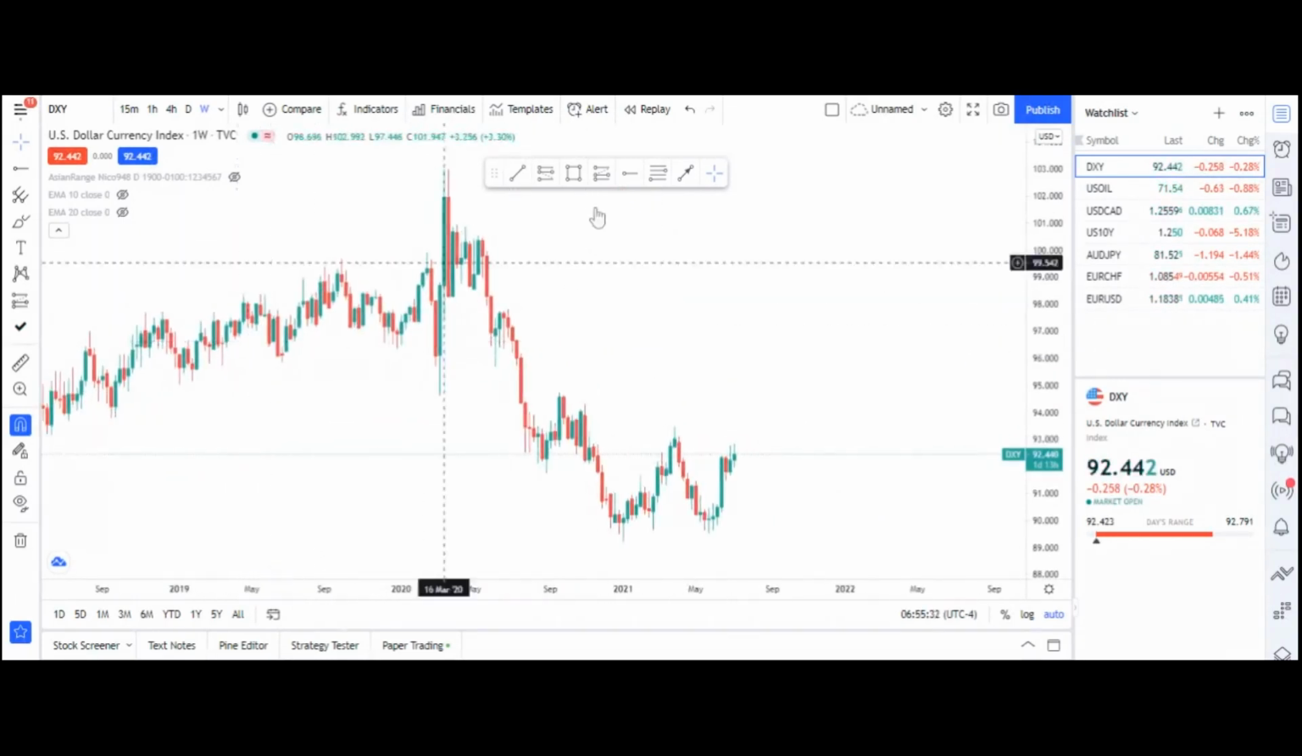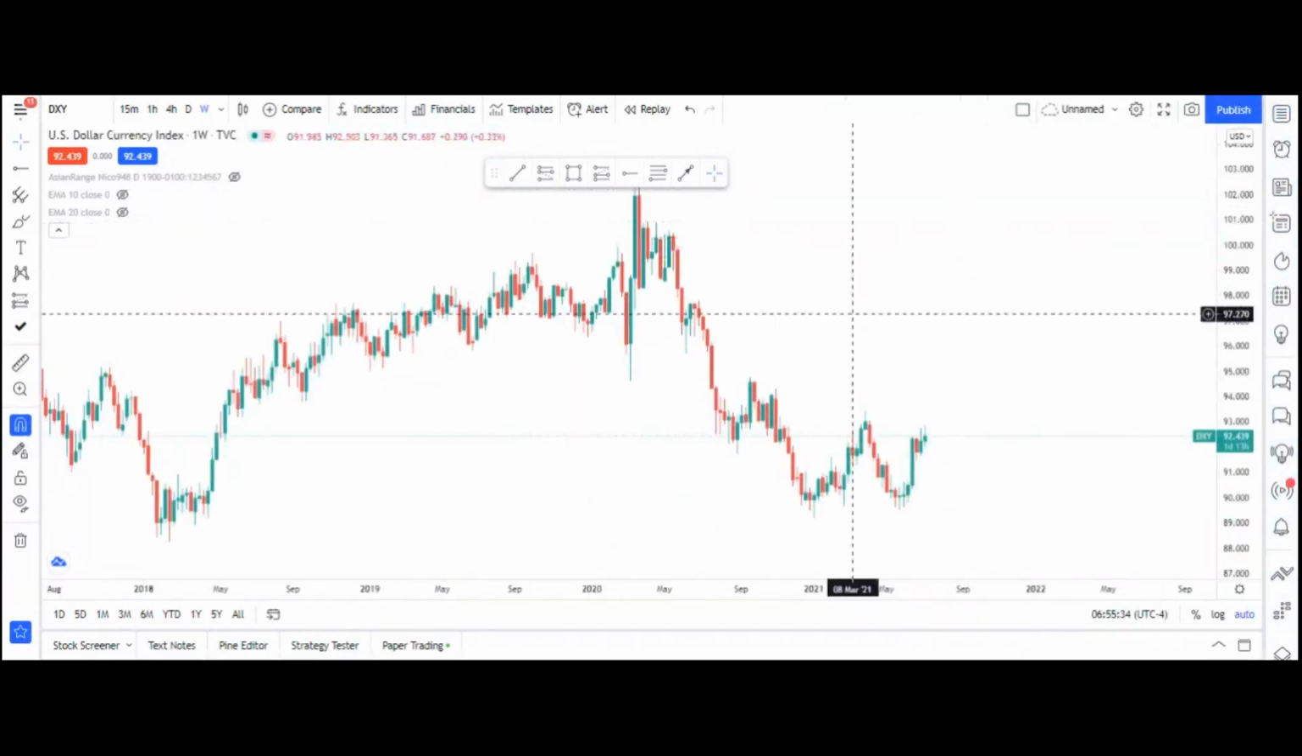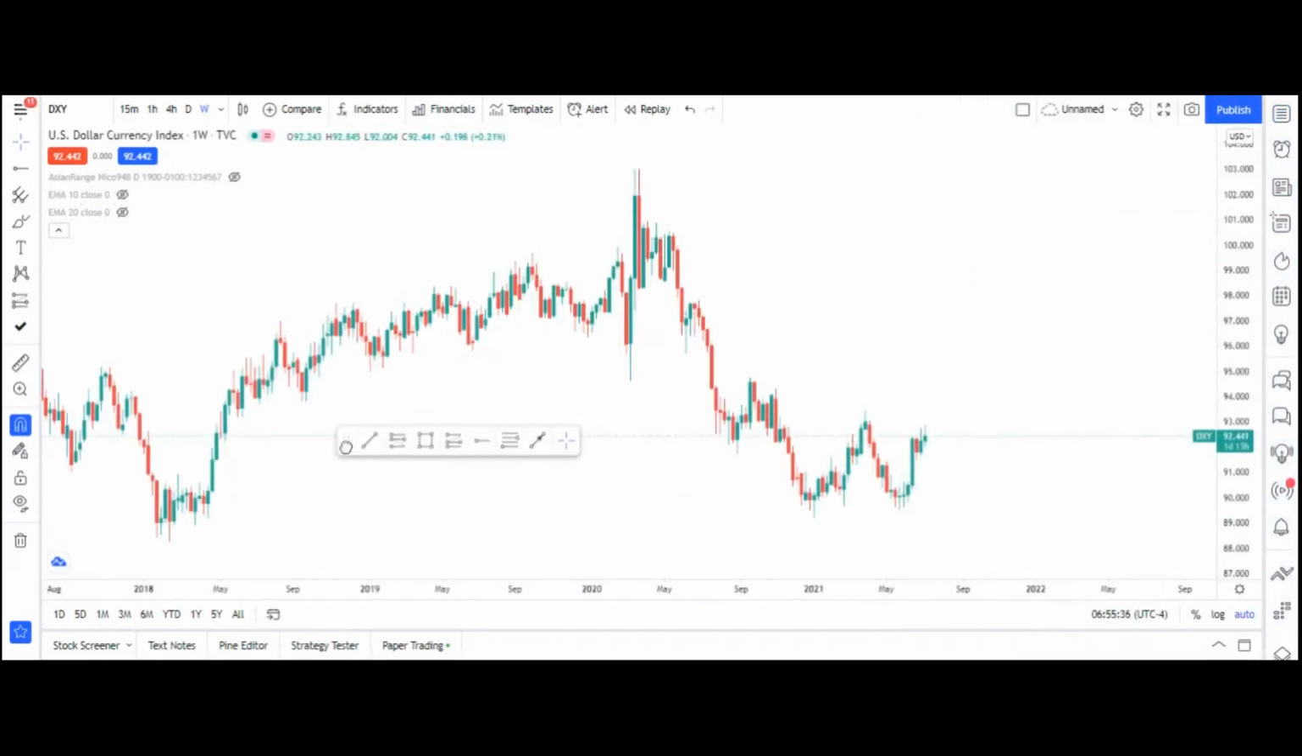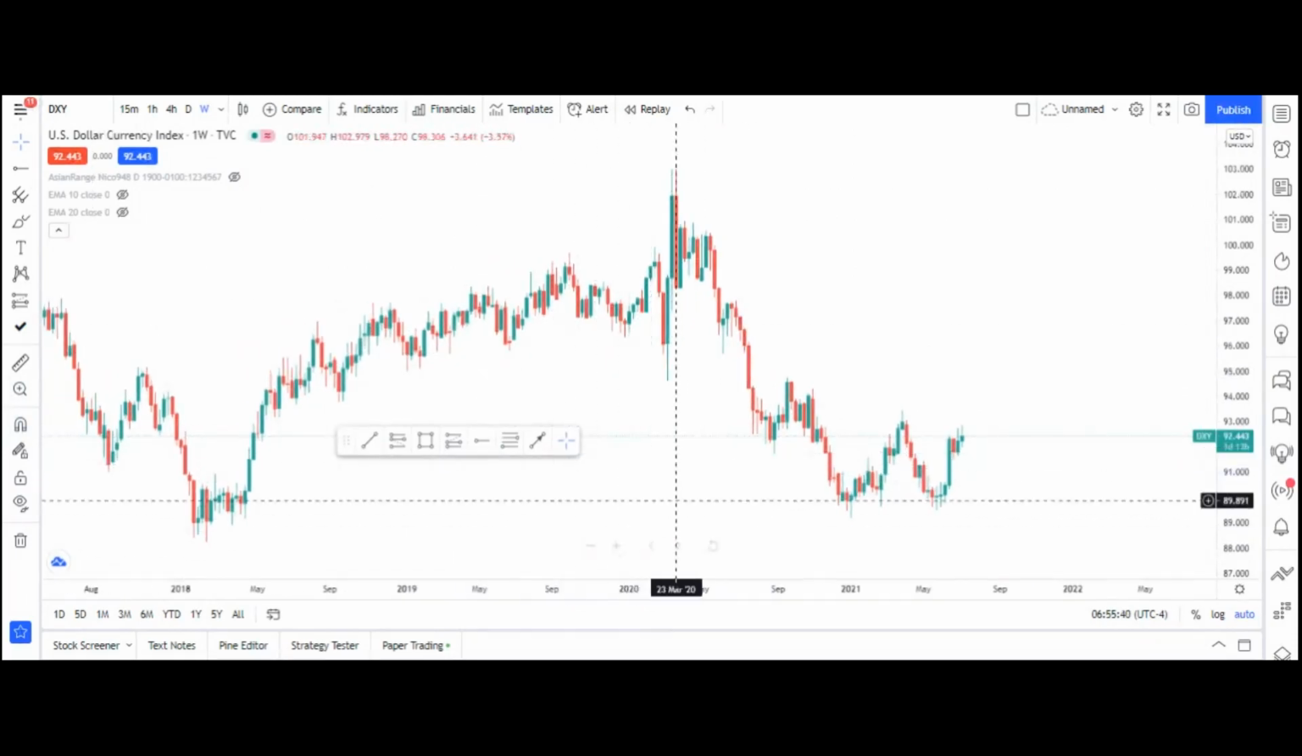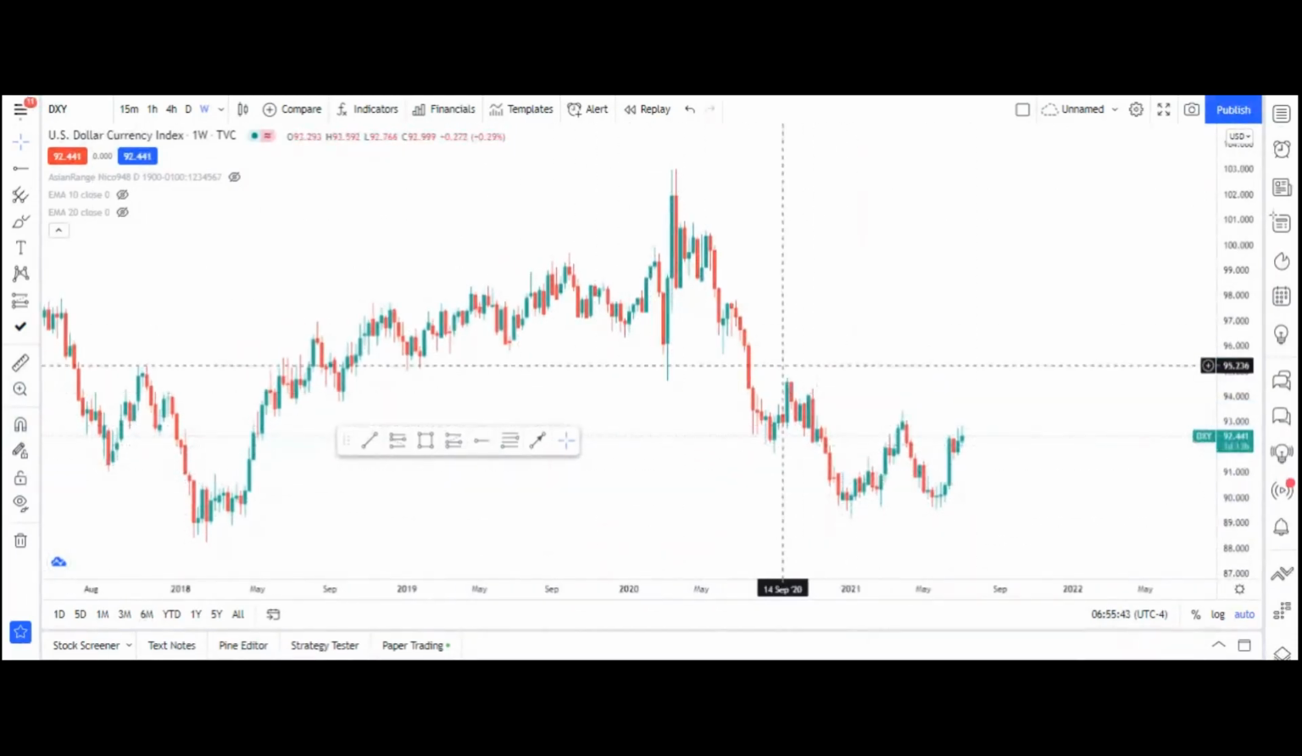So let's take a look at DXY again. Now we'll calmly check DXY.